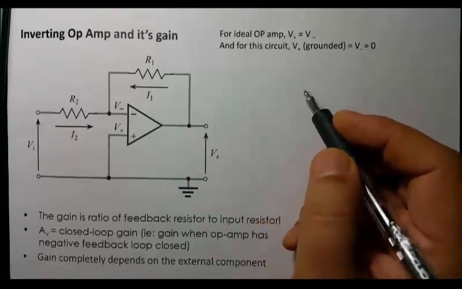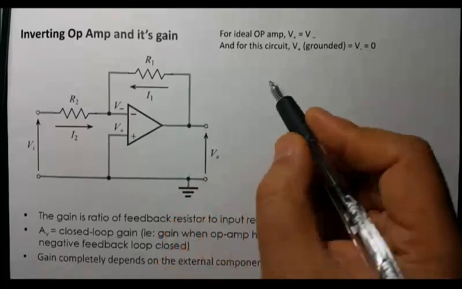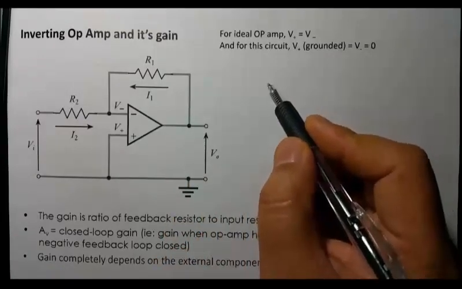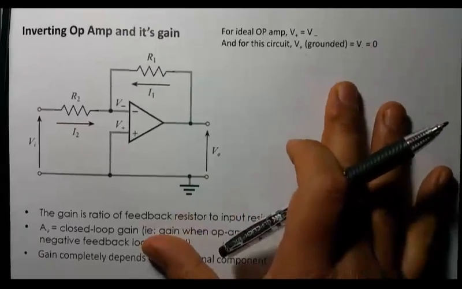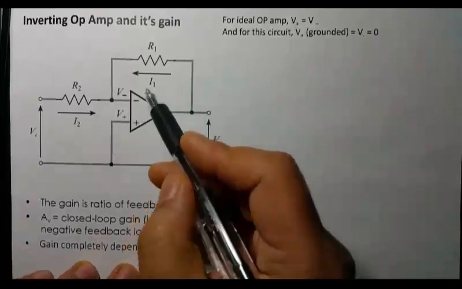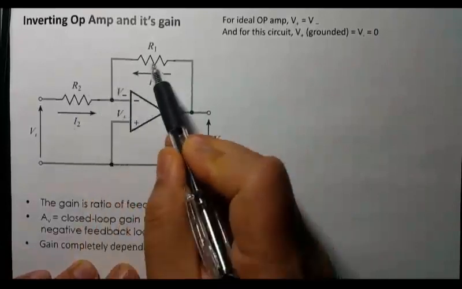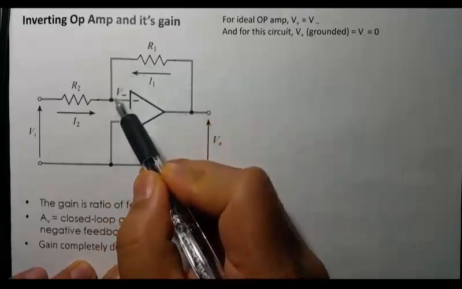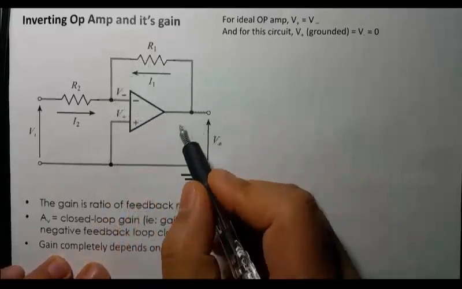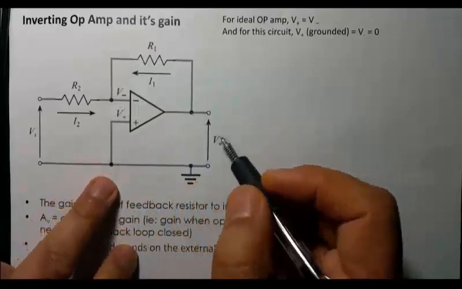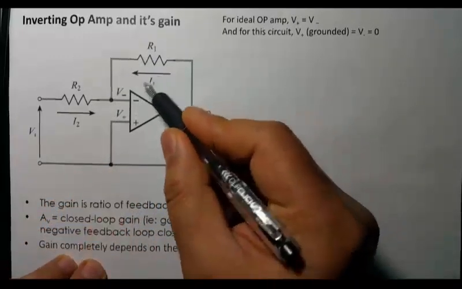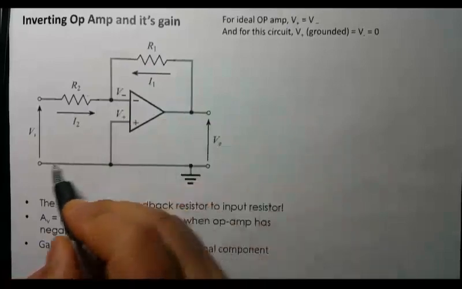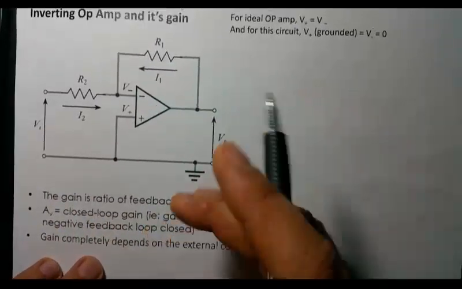So here's an example of an inverting operational amplifier. In an inverting operational amplifier, you connect the circuit like this. You need two resistors like this, and R1 works as a negative feedback. Then we'll be calculating the output voltage in terms of these external resistors, so we'll be calculating the amplification factor.